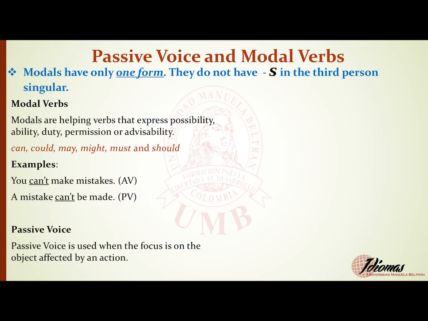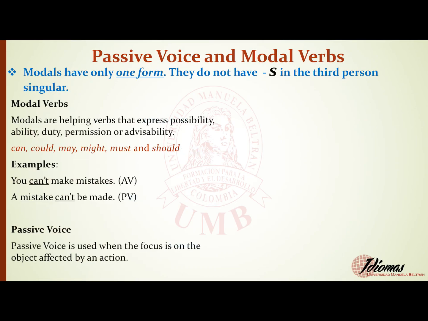Okay, let's look at an example using the modal verb can in the negative form. You can't make mistakes. This is an active voice example. You can't make mistakes. The passive voice would be: a mistake can't be made.